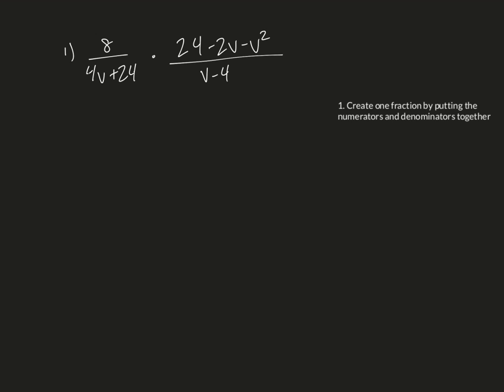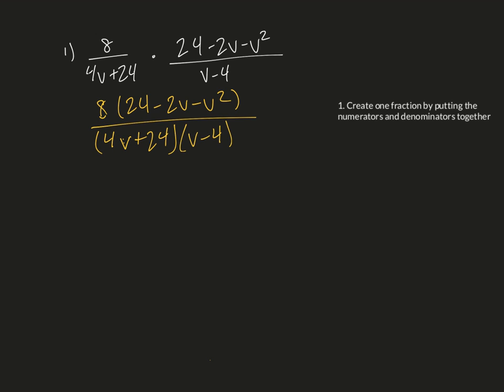Okay, the first thing we're going to do is create one fraction by putting the numerators and denominators together. So it's 8 times the 24 minus 2v minus v squared. And then on the bottom, we are going to have the 4v plus 24, and then that is going to be next to the v minus 4. What we're going to do next is factor everything we can.